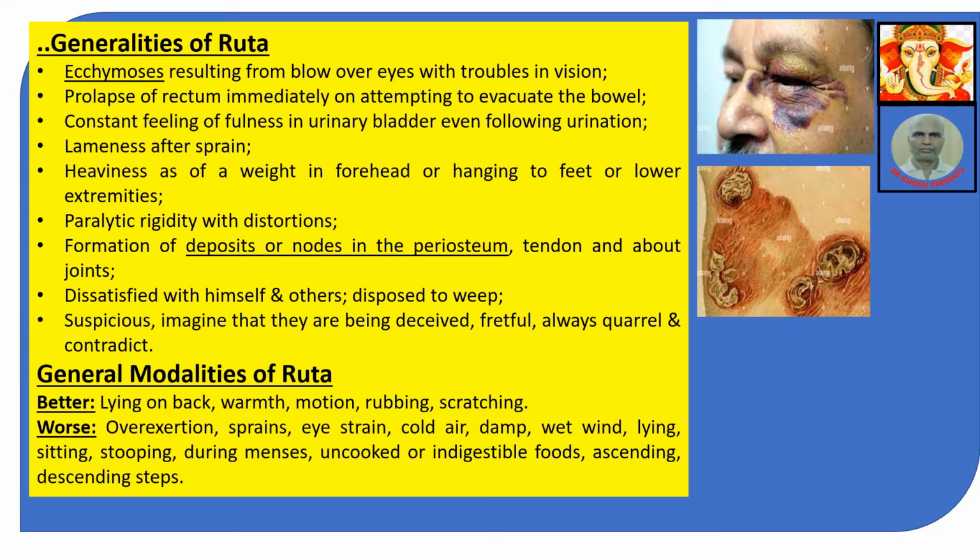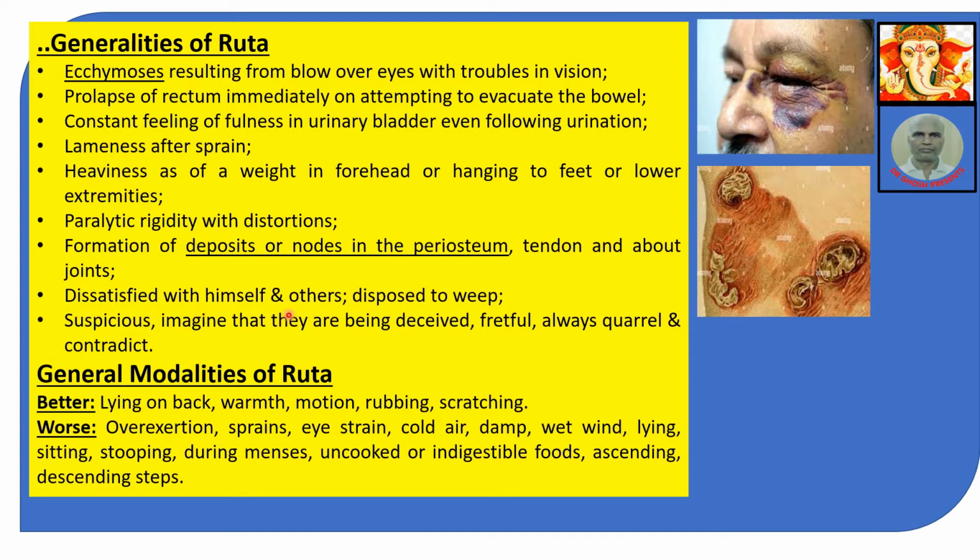Generalities of Ruta, continuation. Ecchymosis resulting from blow over eyes with troubles in vision. This is ecchymosis on the right hand side. Prolapse of rectum immediately on attempting to evacuate the bowel. Constant feeling of fullness in urinary bladder even following urination. Lameness after sprain. Heaviness as of a weight in forehead or hanging to feet or lower extremities. Paralytic rigidity with distortions. Formation of deposits or nodes on the periosteum and tendons about joints.